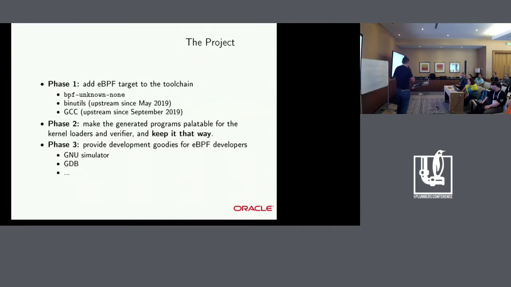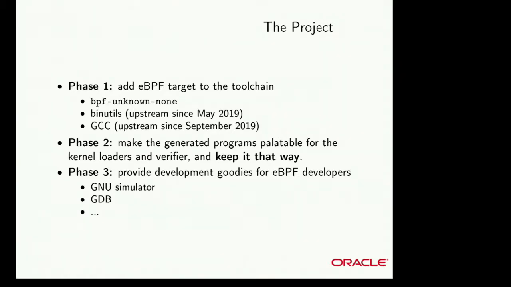Then phase number three, which is in parallel with phase number two, is to also add additional components for the BPF developers. Because having an assembler and a compiler is obviously very useful. But especially in targets like this, which is not that much different to an embedded target, the developers for that platform will benefit very much from things like a simulator. I will talk more about the simulator we are working on, which includes emulating some of the kernel contexts that the BPF programs see.